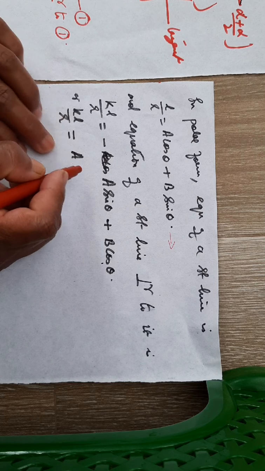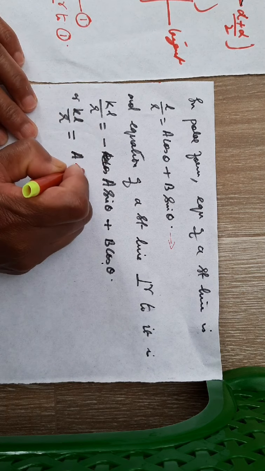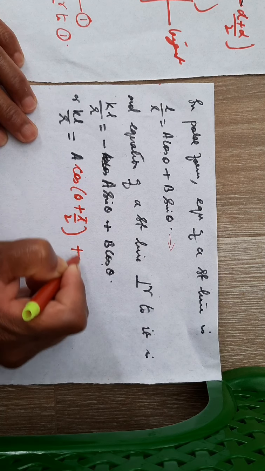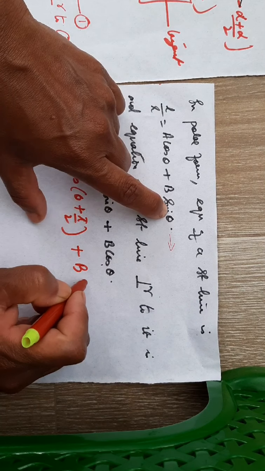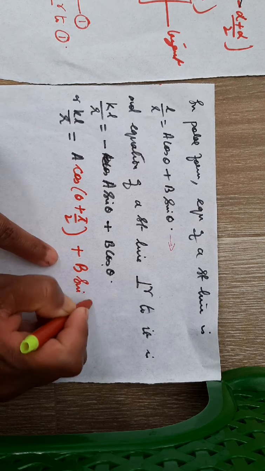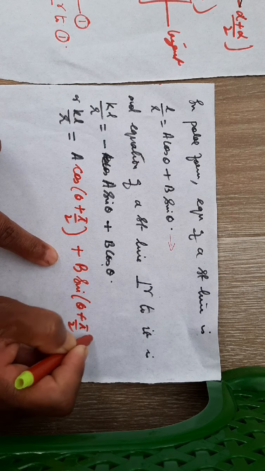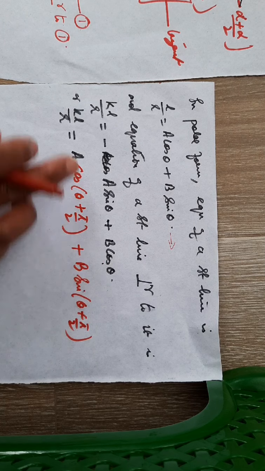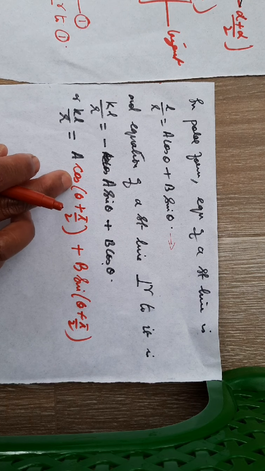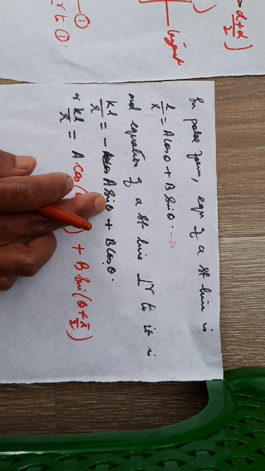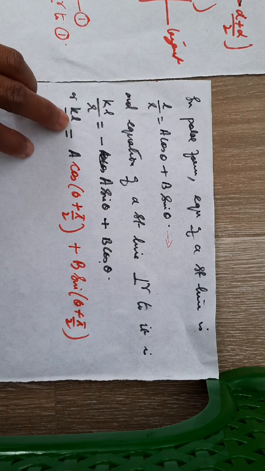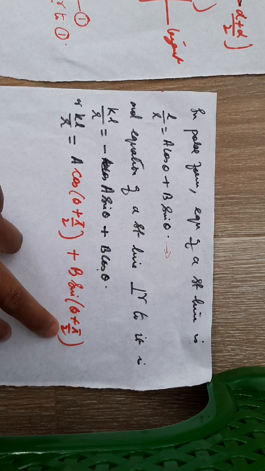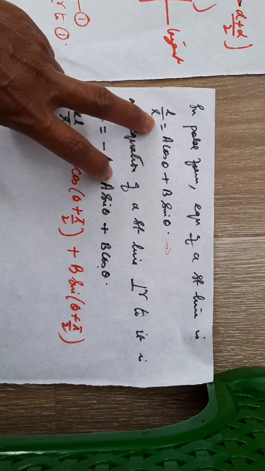Now here we have it as minus A sin theta plus B cos theta. But I can express minus sin theta as cos of theta plus pi by 2, and sin theta will be the same as sine of theta plus pi by 2, because if you expand sine A plus B, you get cos theta, and if you expand cos A plus B, you get sine theta. So therefore this equation kL by R is equal to A cos of theta plus pi by 2 plus B sine of theta plus pi by 2 is a line which is perpendicular to this line.